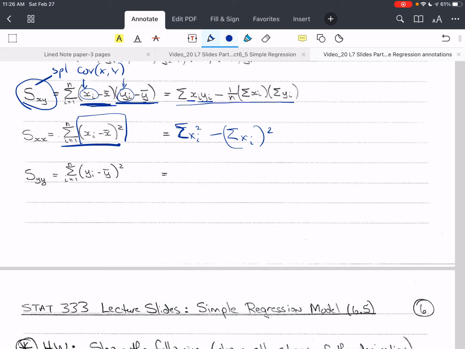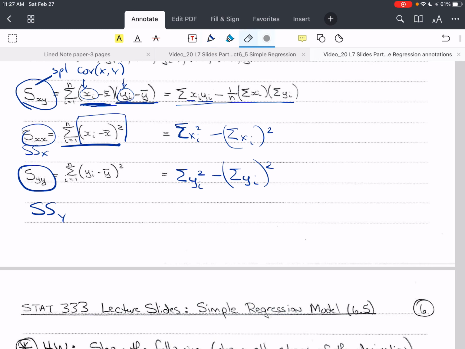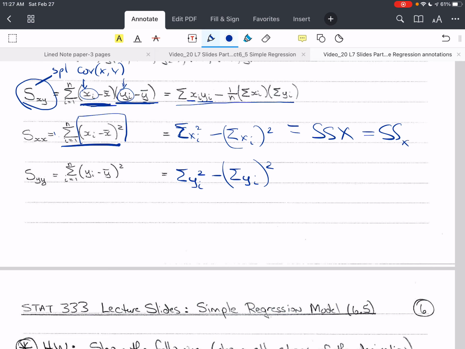Okay. So this is going to equal the sum of yi squared minus the sum of yi quantity squared. And this is sometimes written as the sum of squares of y. This is sometimes written the sum of squares x. So there are different notations depending on the different authors and preferences. So if you write this as SSX, I'm fine with that. Any of those notations are fine. I understand what that means. Choose one that you like and then stick with it. Okay?